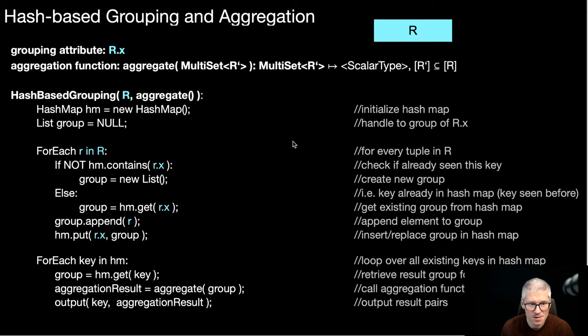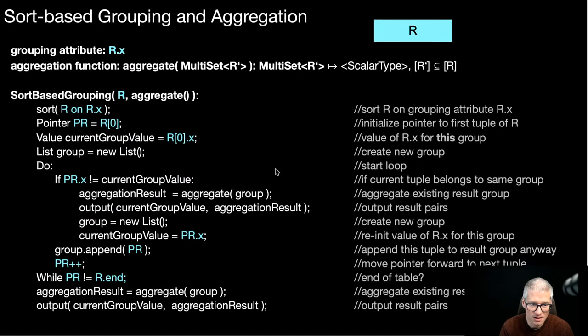Okay, let's continue. So we looked at hash-based grouping and aggregation. But there's also sort-based grouping and aggregation. So how does that work? Here's the pseudocode for that. It's again super similar to sort-merge join. The main idea here is you sort the input relation on the grouping key, r.x, so that's this column in this example. Then you keep a pointer to the current element, and then you run through the group until that pointer changes.